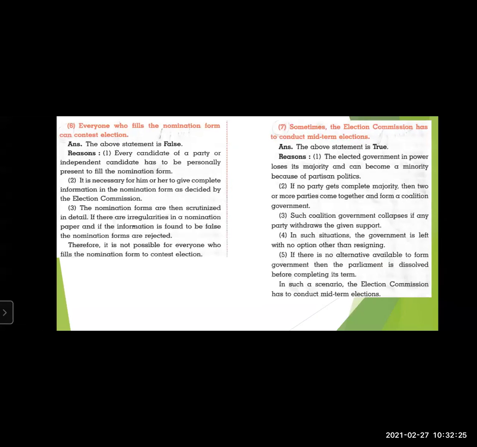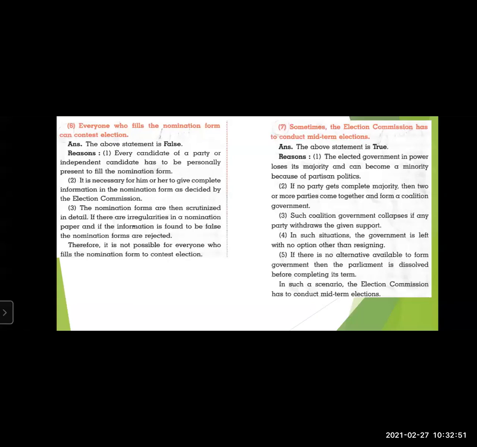Then we have the question: everyone who fills the nomination form can contest the election. Again, this is false because every candidate of a party or independent candidate has to be personally present to fill the nomination form. Next point is it is necessary for him or her to give complete information in the nomination forms as decided by the Election Commission. The nomination forms are then scrutinized in detail.